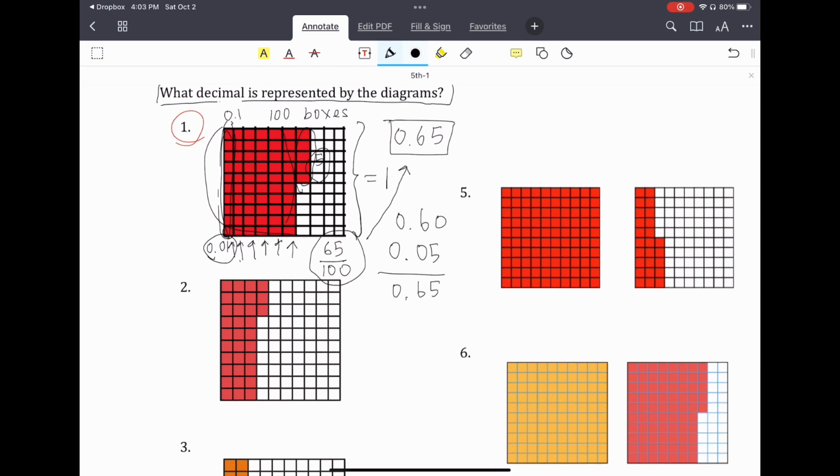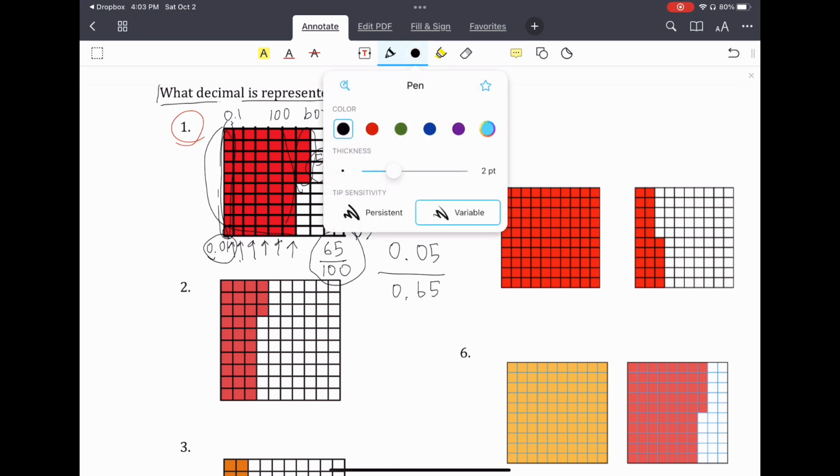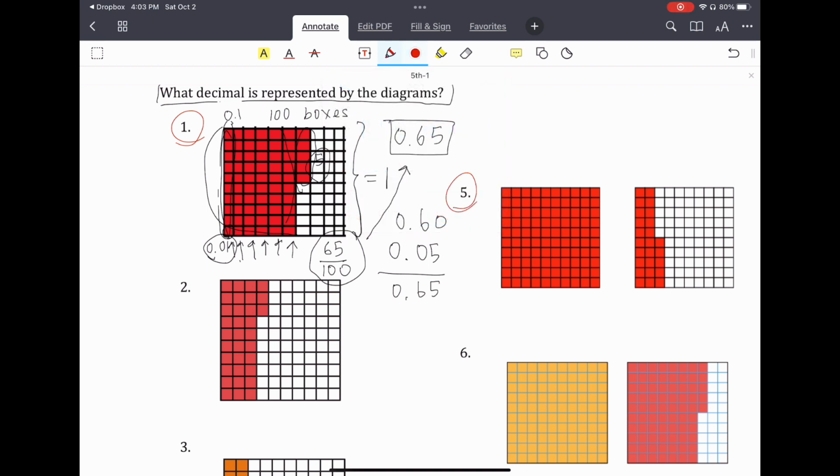Now knowing this, we're going to go over number 5 over here. As I said, this whole box represents 1. So if your whole box is shaded over here, that means we have 1 over here. Now this box is not filled, and we're trying to find how many are filled. There's 2 columns filled and we know there's 10 boxes in each. So that's 20 already. And then this one over here is 5. So you have 25 boxes that are shaded.